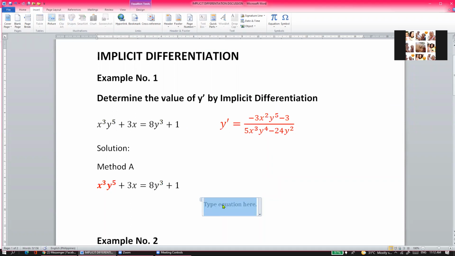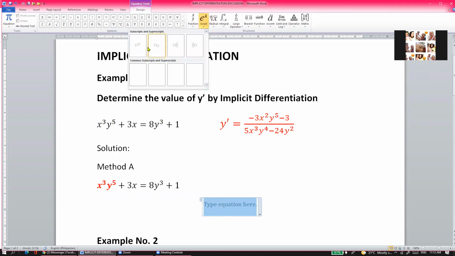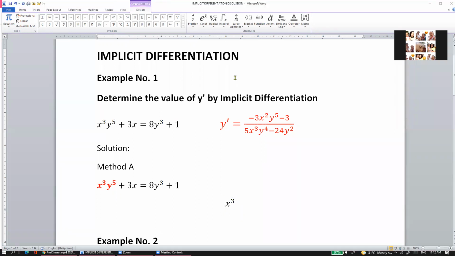Now, x cubed y to the 5th. Una, dahil u dv yan, hinahanapan ko muna ng derivative is yung y to the 5th power, di ba? Naka-product form. So x cubed, I'll just type x cubed here. And then ano ba ang derivative ng y to the 5th power? I am performing product rule here. Ano yung derivative ng y to the 5th?